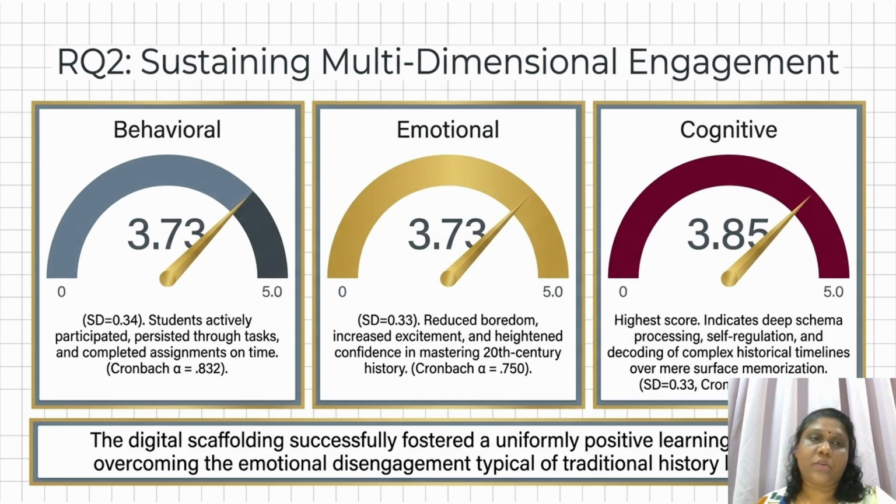Okay. Research question 2: sustaining multidimensional engagement, so behavioral, emotional, and cognitive. The first one is that students actively participate in the presentation, take the tests, and complete the assignments on time, as behavior. Emotional: they reduce boredom and increase excitement, and feel confident in mastering 20th century history. The third one is cognitive. The highest scores indicate deep schema processing, self-regulation, and decoding the historical timeline.